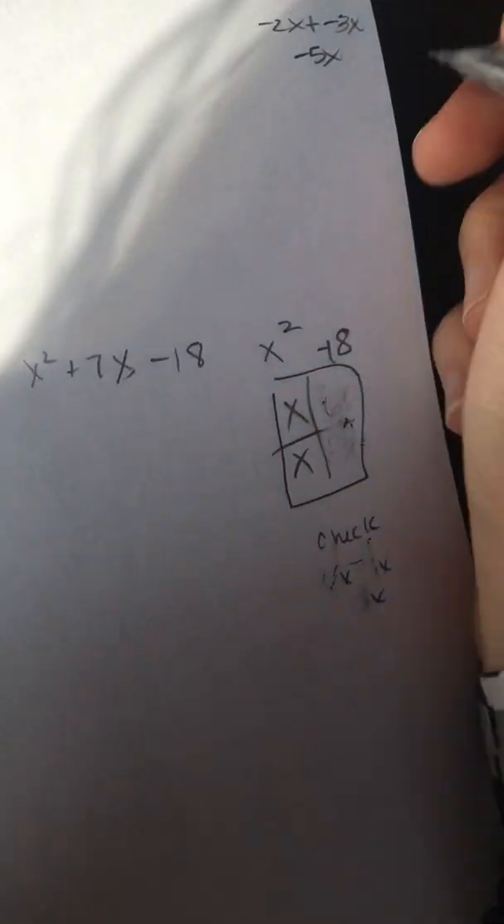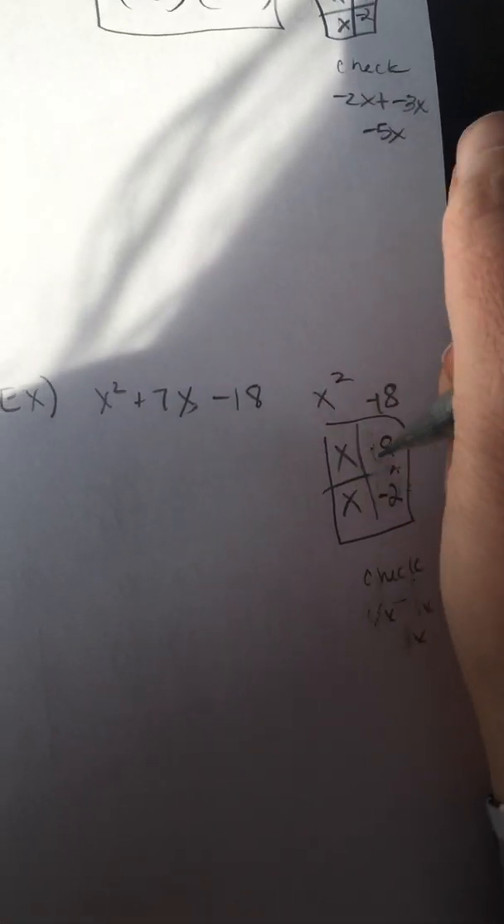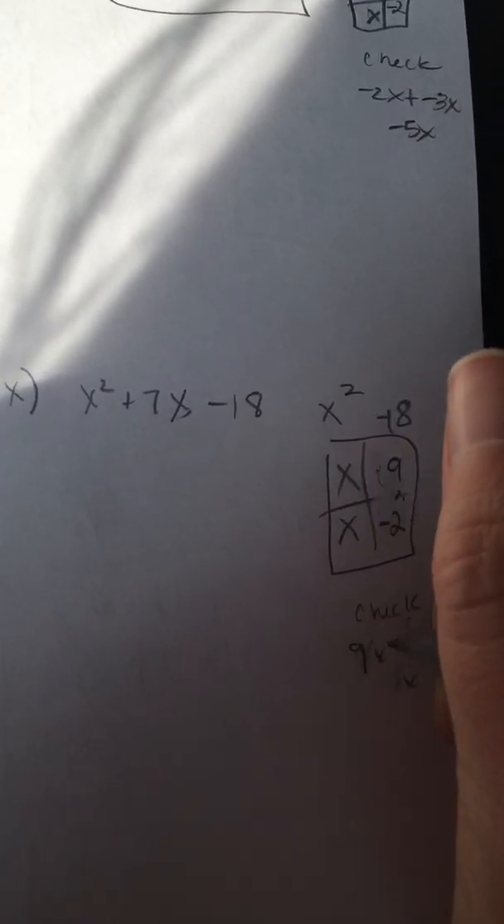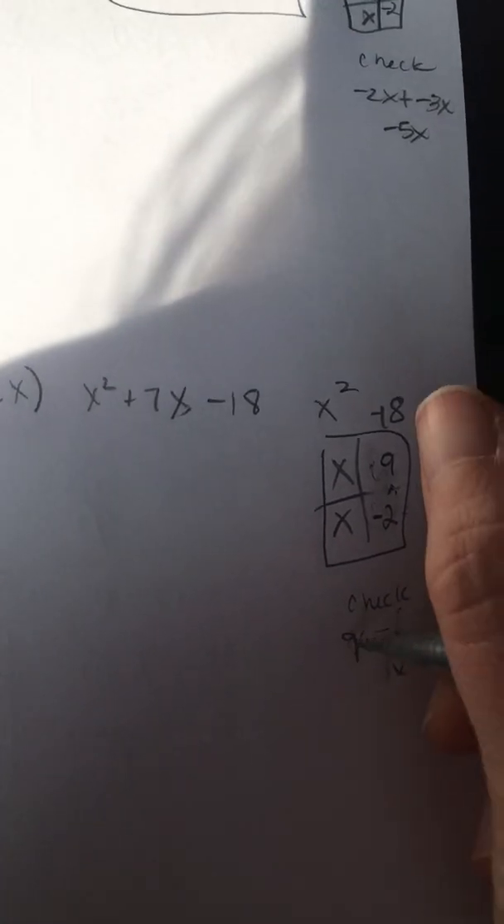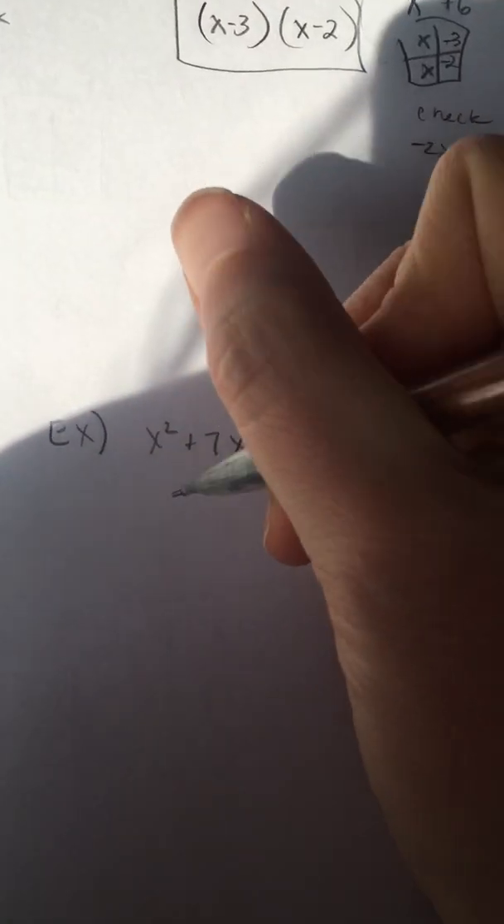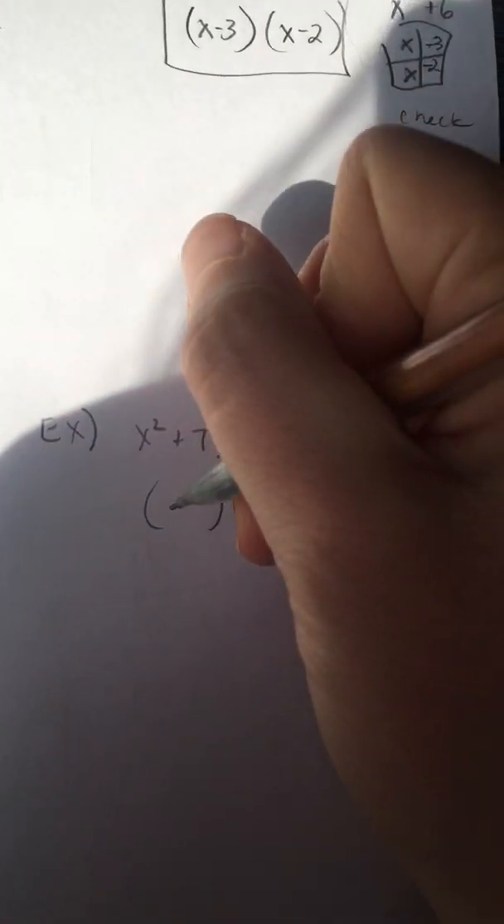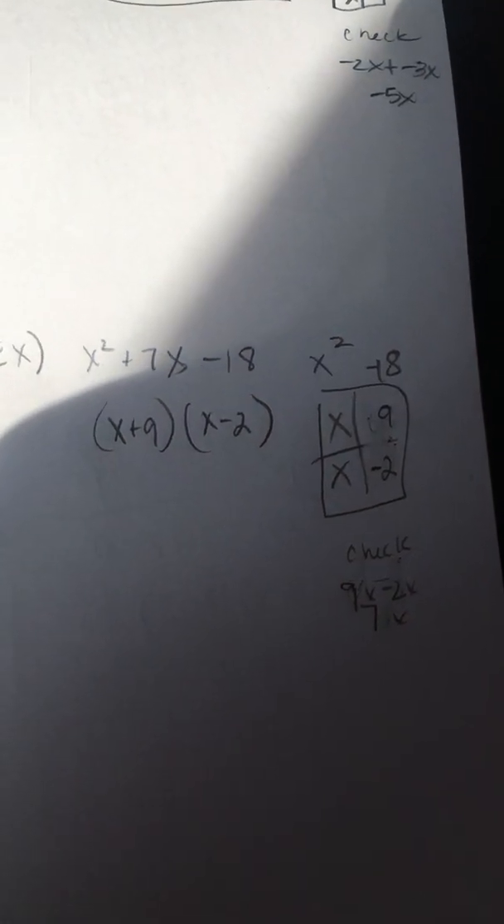I can't use a 6 and a negative 3. Give me a second to erase. So now I'm going to go ahead and try 9 and 2. And then I'm going to put the negative with the 2. That gives me 9x. And this diagonal gives me a negative 2x. And when I add those together, different signs, subtract, keep the sign of the bigger, 9 minus 2 is 7. Now I get the box to work. My factors are x plus 9 and x minus 2. Done.